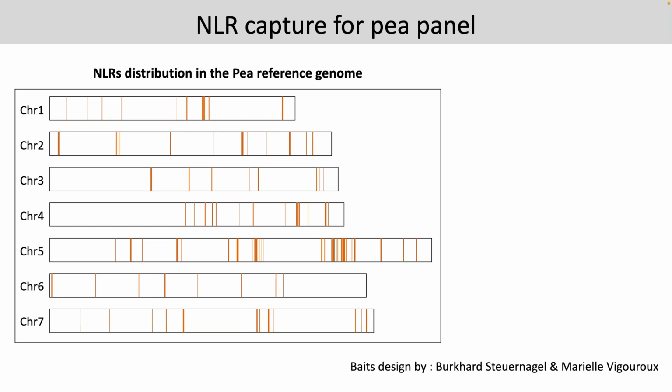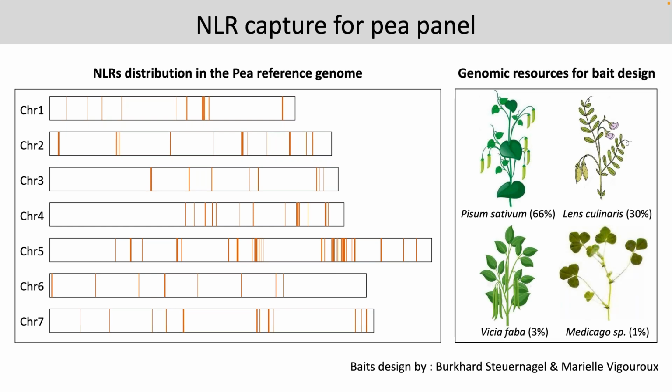We used different resources for designing the bait library, and most of it, about 66%, came from Pisum genomic resources, which included about 8 sequenced lines. Others were designed from closely related species like Vicia faba, Medicago, and Lens culinaris. So in total, there were about 40,000 baits of 120 base pair size.